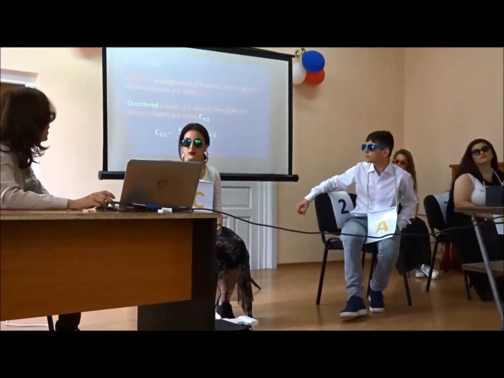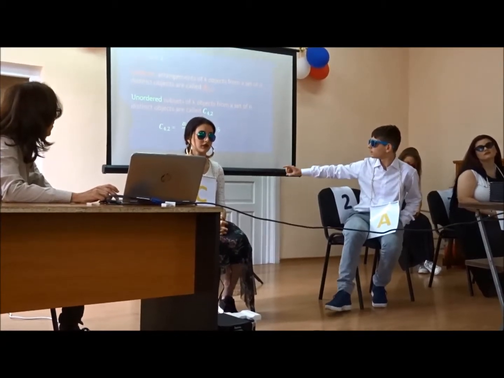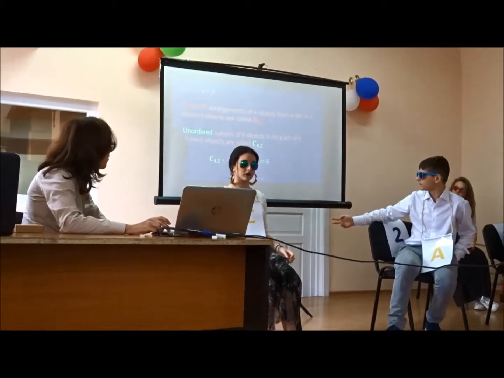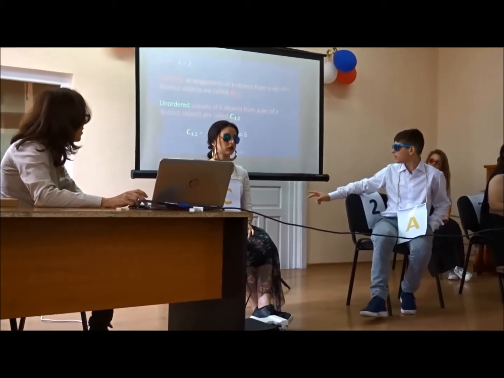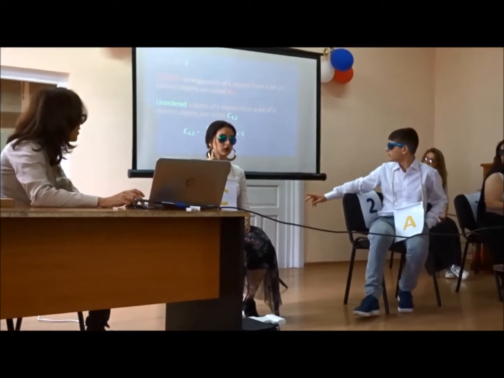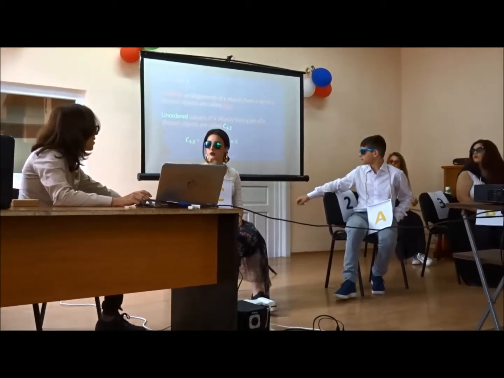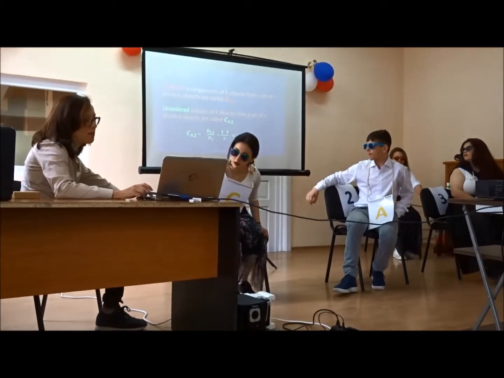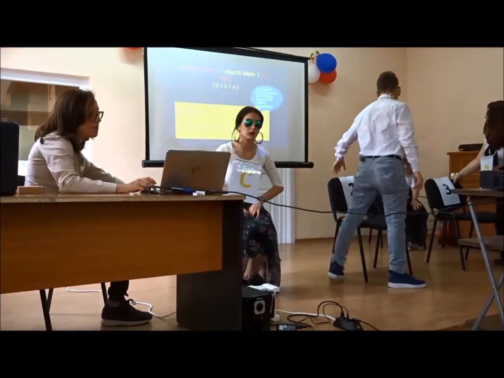Can you tell me the formula? Yes, it is a combination of 4 elements taken 2 at a time, equal to disposition of 4 taken 2 over permutation of 2, equal to 4 times 3 over 2 factorial, equal to 6. Okay, this is the formula.